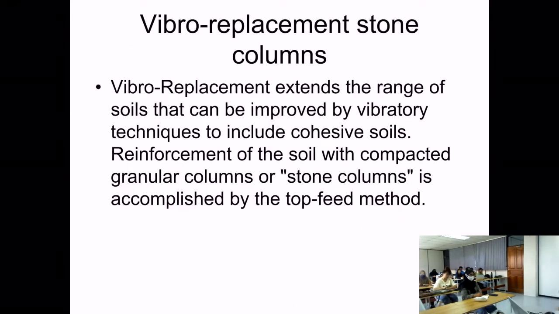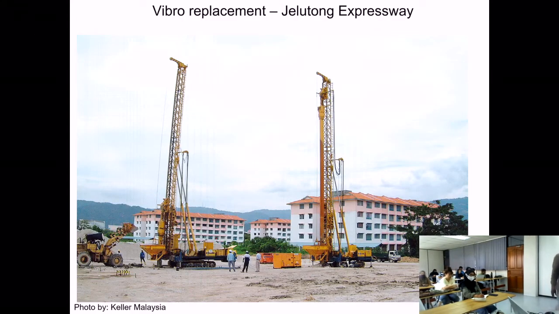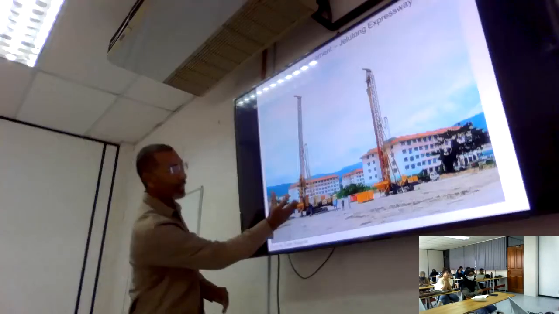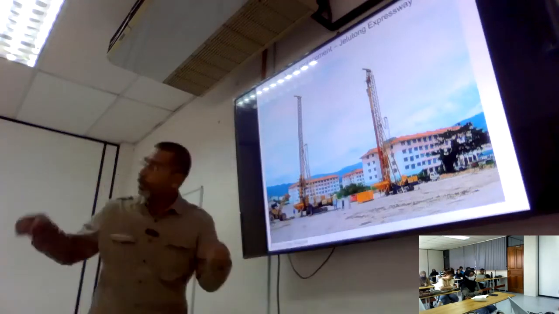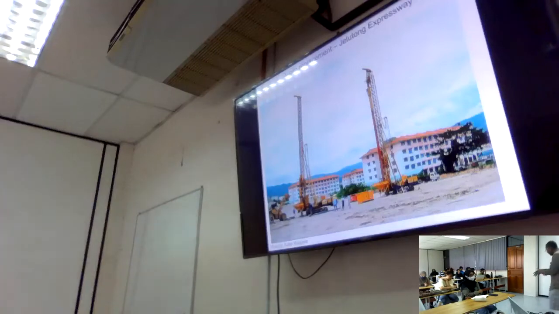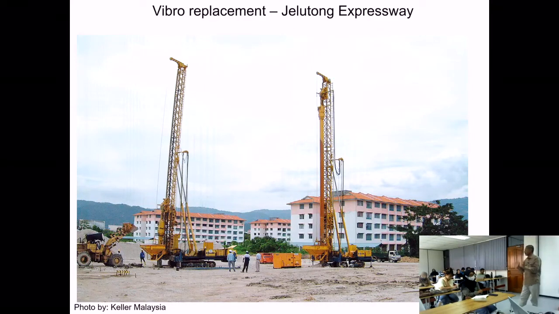Okay, another type, just now was vibro compaction. Now vibro replacement. This one is in Jelutong, the already completed highway. Vibro replacement. In this case, you see this container here is containing crusher run or crushed rock that is being pushed into the ground to replace, to occupy the soil below the ground, and it becomes a support.